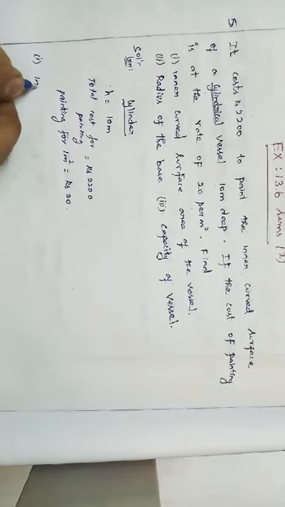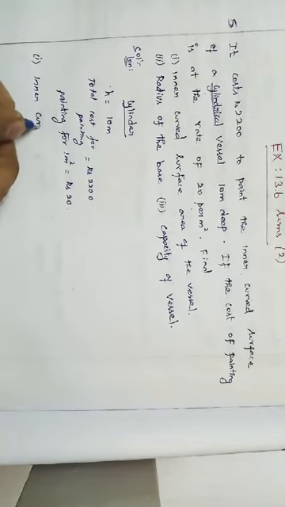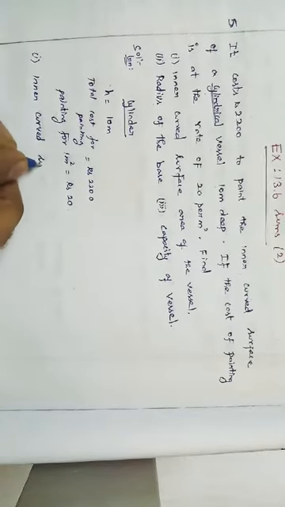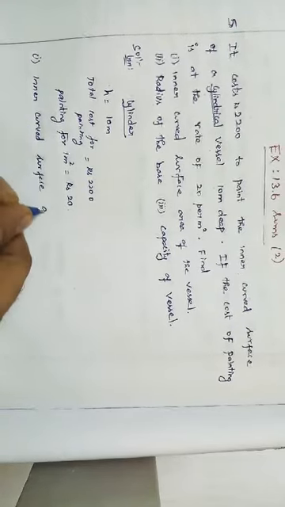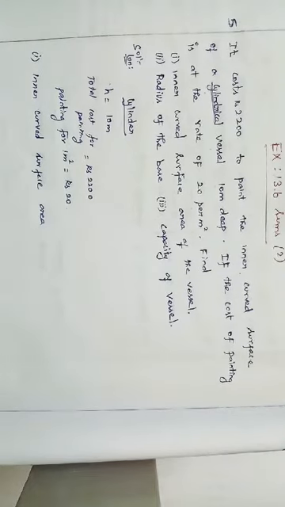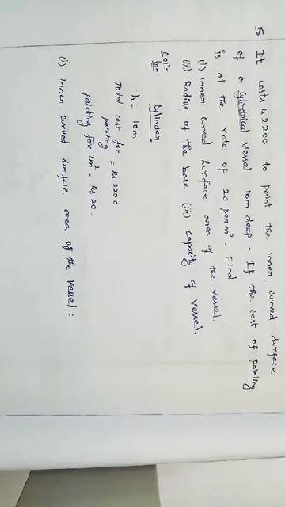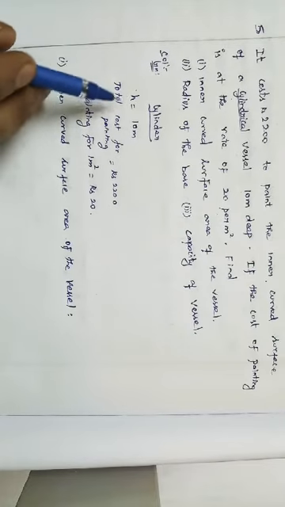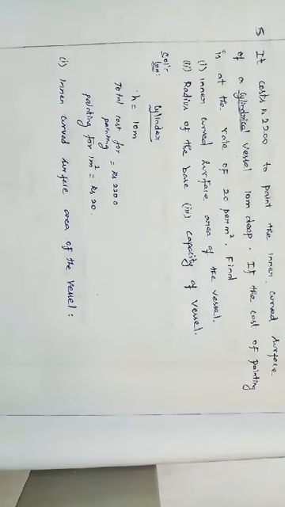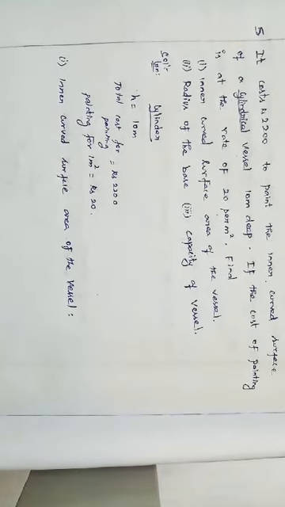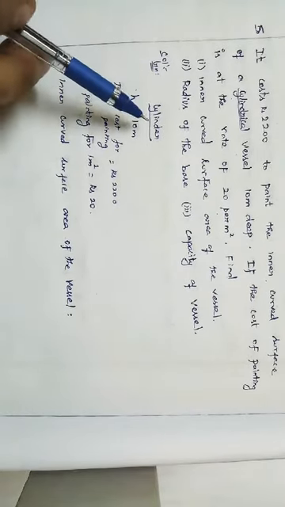So first, what do we want to find? The inner curved surface area of the vessel. CSA of cylinder is equal to, what is the formula? 2 pi RH. Already we know the value of height. If we know the radius, we can directly substitute and simplify. But we don't know the value of R, the radius of the cylinder.